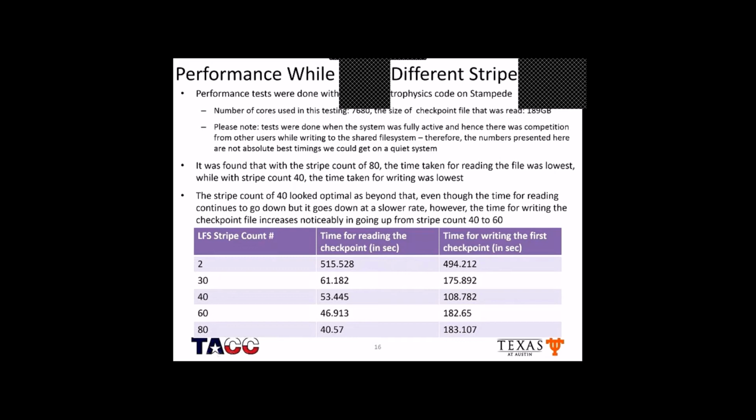We started with a stripe count of 2, and went on to 20, 30, 40, 60, 80. We noticed a pattern: when reading the checkpoint file, going from 40 to 60, let's say, there isn't such a sharp decline in the time taken for reading the file. However, for writing, when we go from a stripe count of 40 to 60, as you would notice from the table on the slide, we go from 108.78 seconds to 182.65 seconds. Now, that's a significant increase.